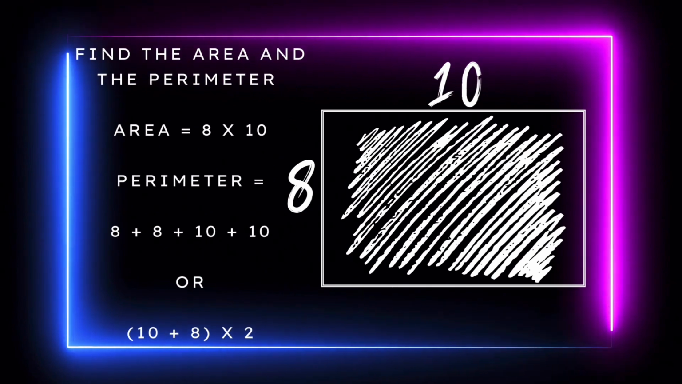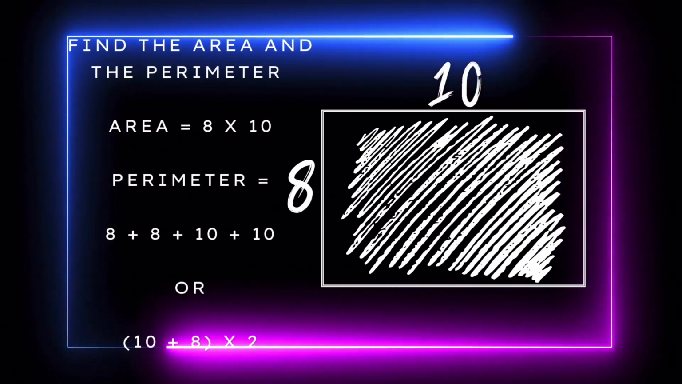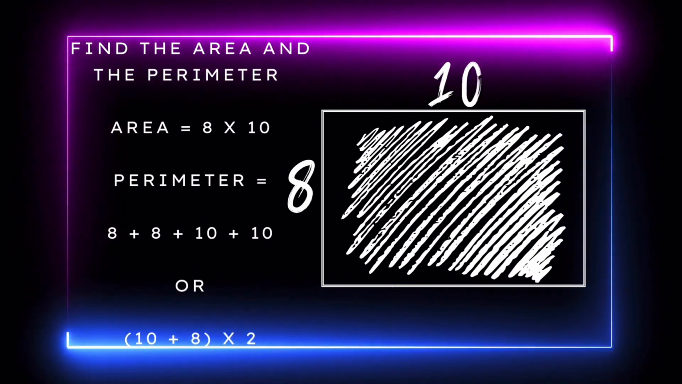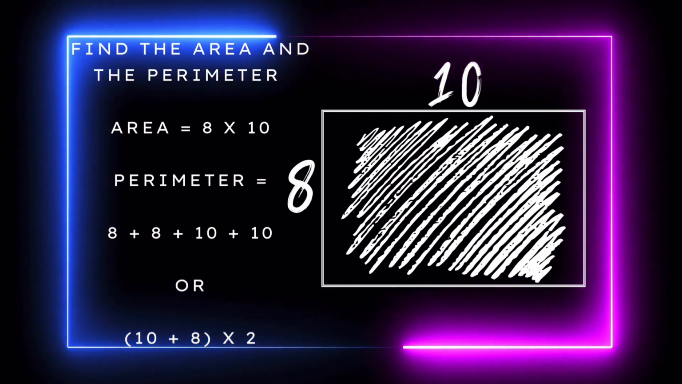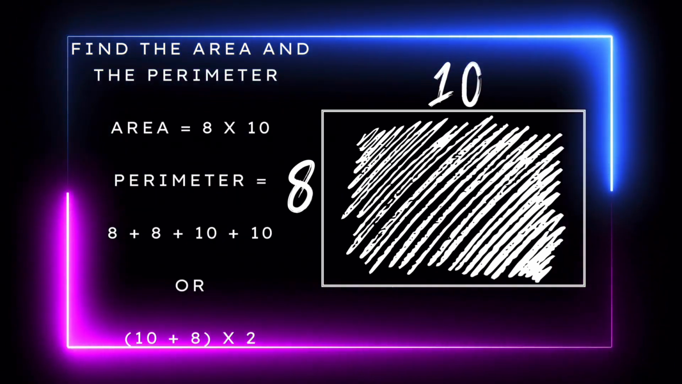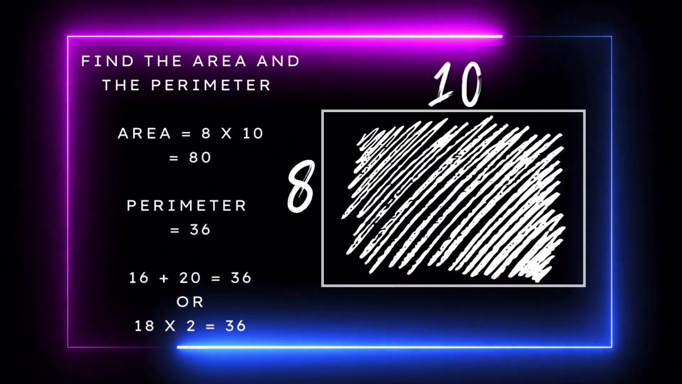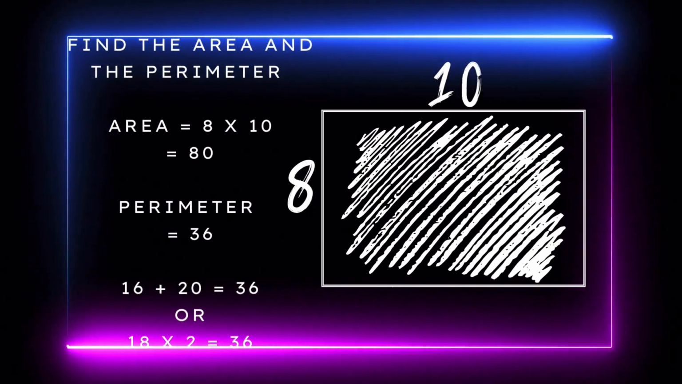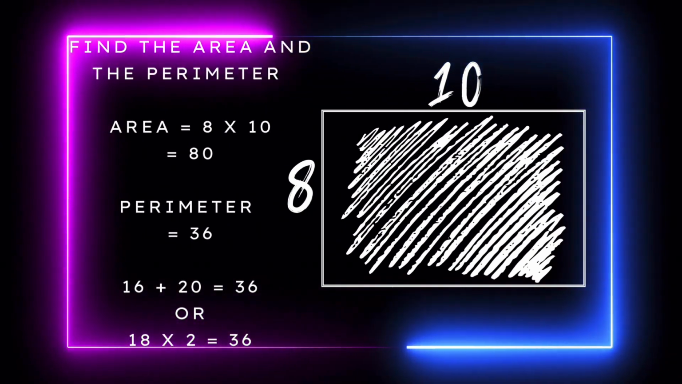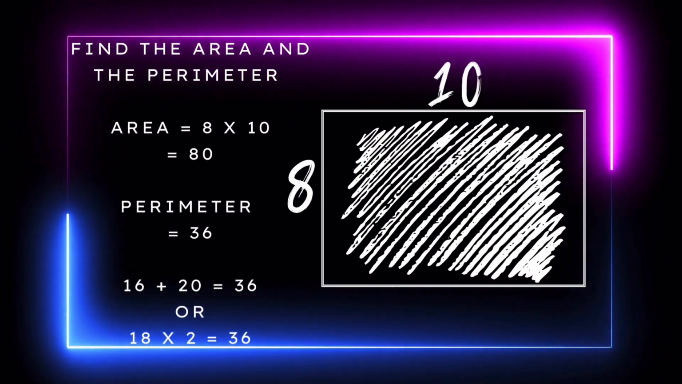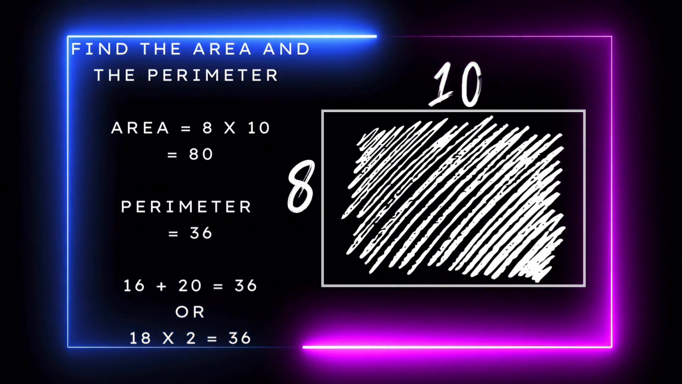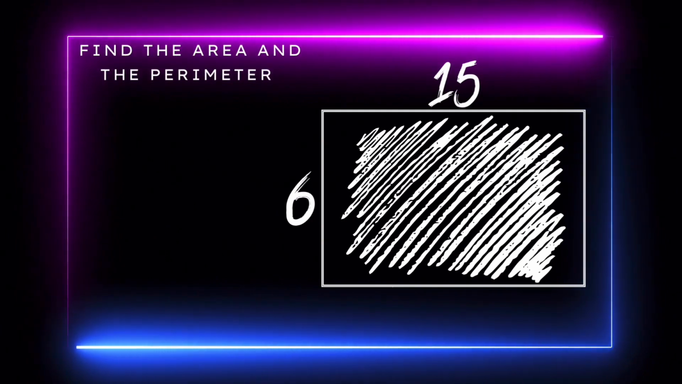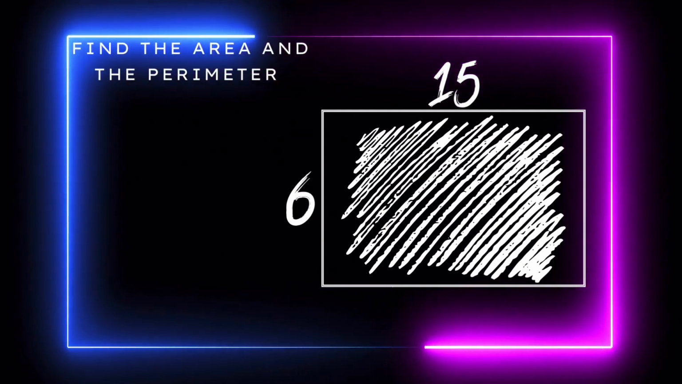Well, the area is going to be 8 times 10, and the perimeter is 8 plus 8 plus 10 plus 10, or 10 plus 8 times 2. And our tens facts are pretty easy to know, so 8 times 10 equals 80, and the perimeter equals 36, because 16 plus 20 equals 36. Or with the other answer, it's 18, because 10 plus 8 is 18, times 2 equals 36. Whatever is easier for you. Go ahead and pause the video and see if you can solve this problem.